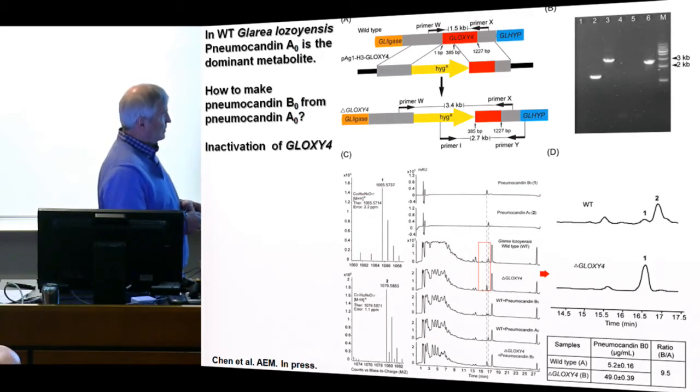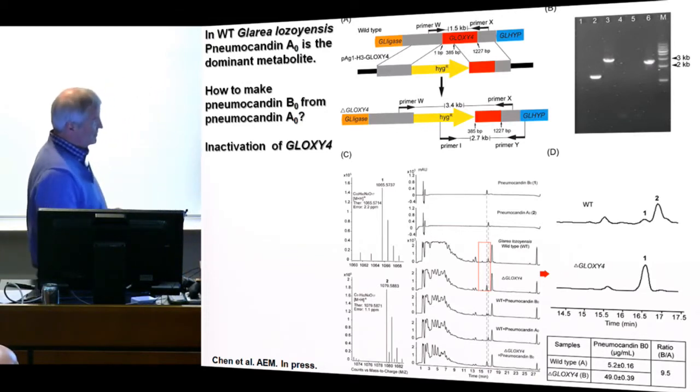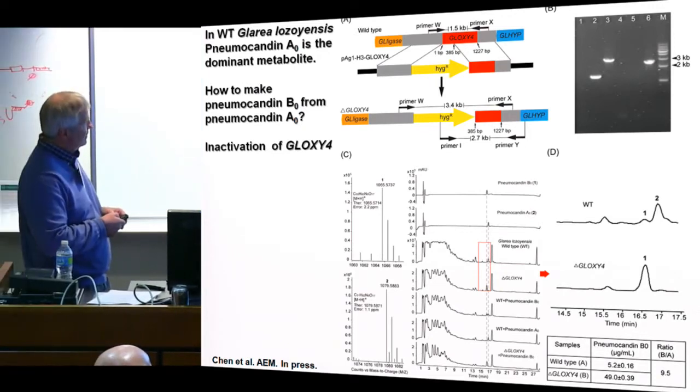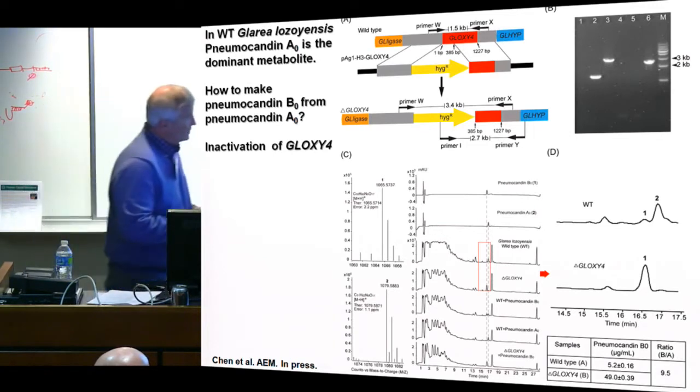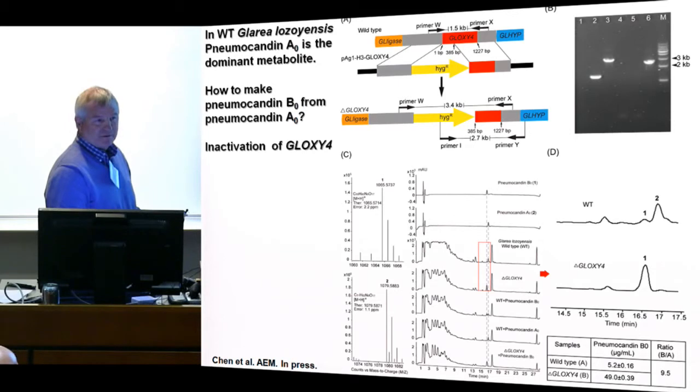So to get this ratio changed, they did classical mutagenesis work and medium optimization work to change the ratios. There's this oxygenase that's involved in the cyclization of isoleucine, and if we knock that out, this is what happens. We just get exclusively pneumocandin B0.